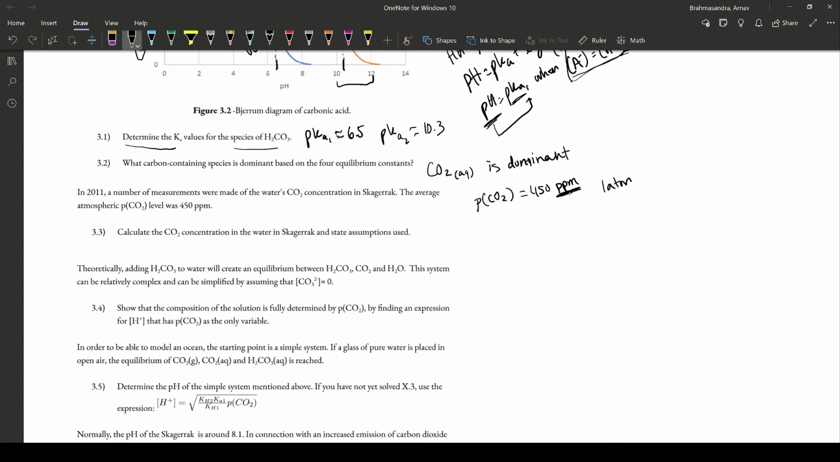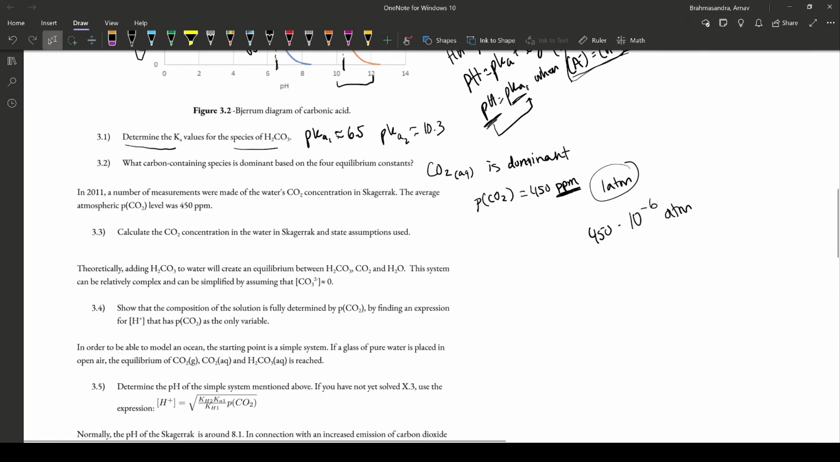Now we have to think about what parts per million means. Say I wanted 1 part per million. That basically means I'm treating this 1 atmosphere as 1,000,000 parts, and I'm figuring out what 1 in 1,000,000 of that is. So 1 part is 10 to the negative 6 atmospheres. That's 1 part per million, because 10 to the 6th is 1,000,000. If I want 450 parts per million, I just multiply this by 450. So 450 times 10 to the negative 6 is the pressure of CO2 in atmospheres.